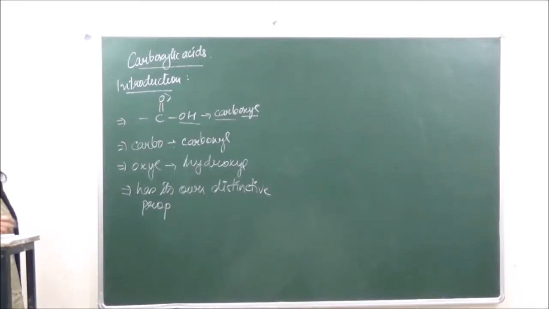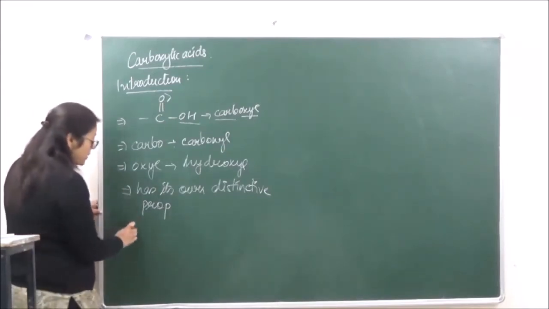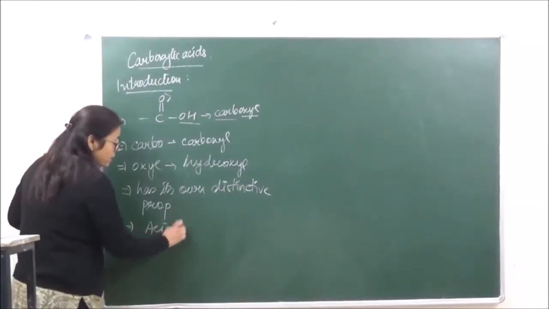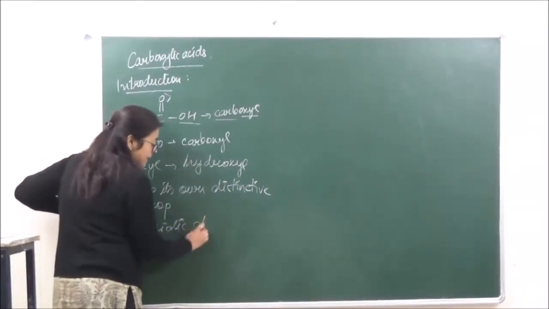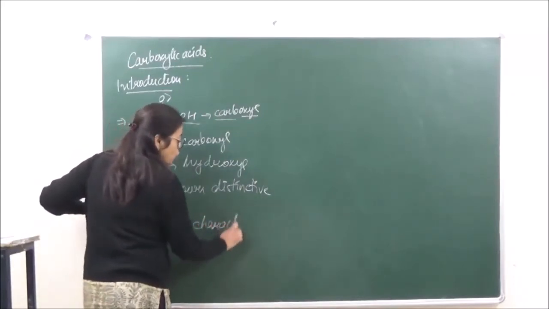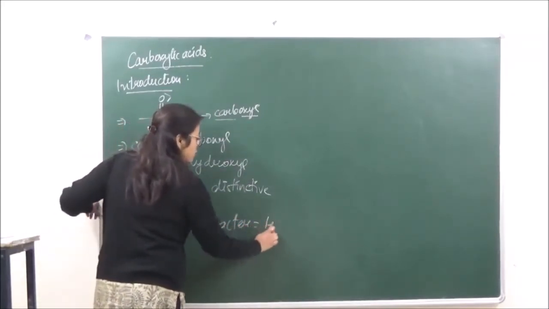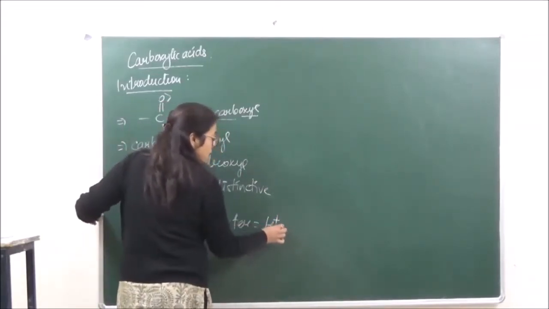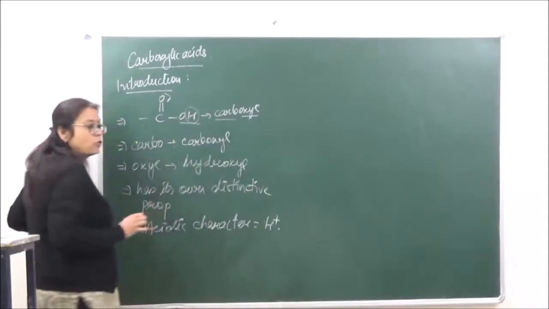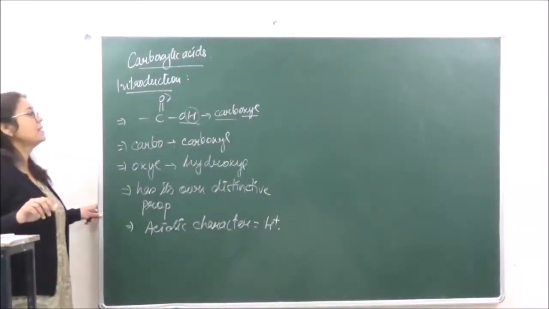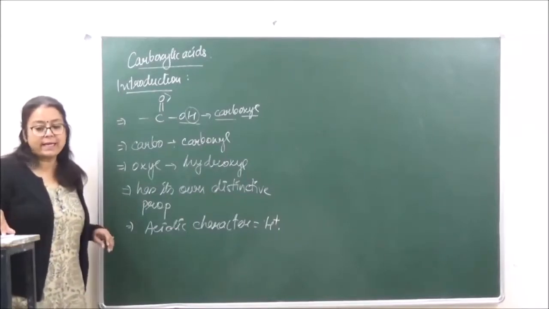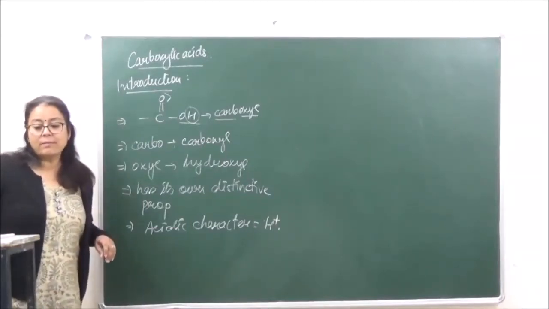The acidic character is the most important and most common property of the carboxyl group. It is due to the H positive, the hydrogen ion, present in the carboxyl group. The more easily this H is released, the greater the acidic character, which we will study in the coming section.